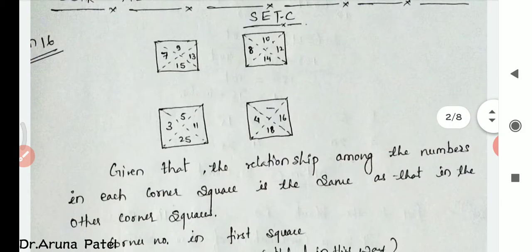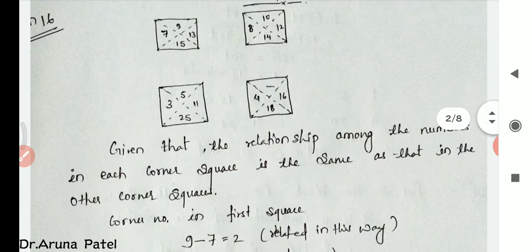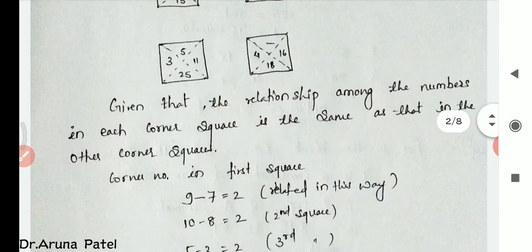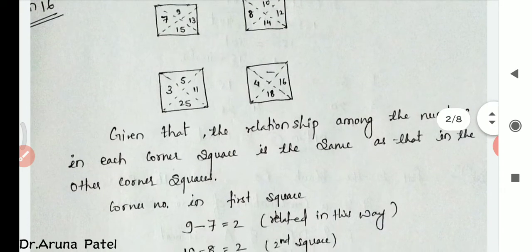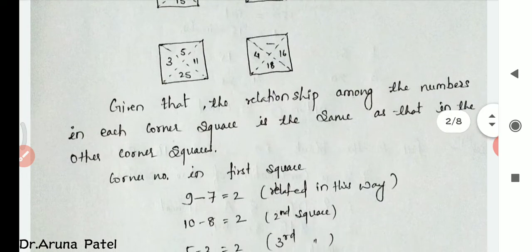So here the four squares are given like this. Given that the relationship among the numbers in each corner square is the same as that in the other corner square, we have to find the relationship among the numbers in one corner, and the same relation we have to use for finding the missing number. So here, the corner numbers in the first square: 7 and 9 are one corner, 15 and 13 are another, 9 and 13 are another, and 7 and 15 are another. So you have to find which corner is related with some relation. Maybe all are not related but one is related, so that is useful for finding the missing number.